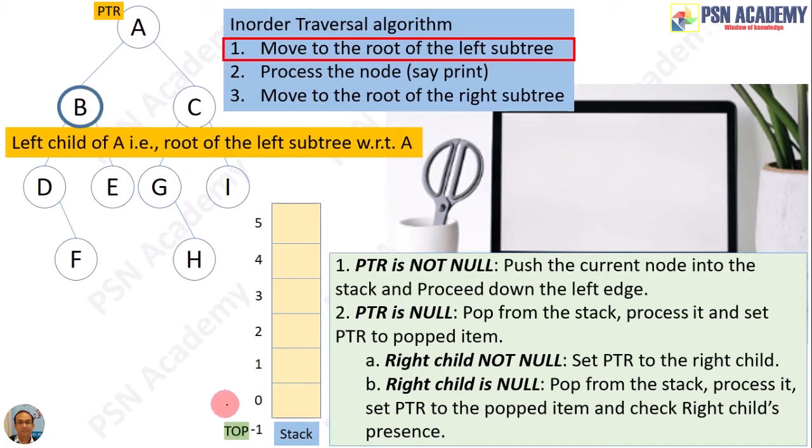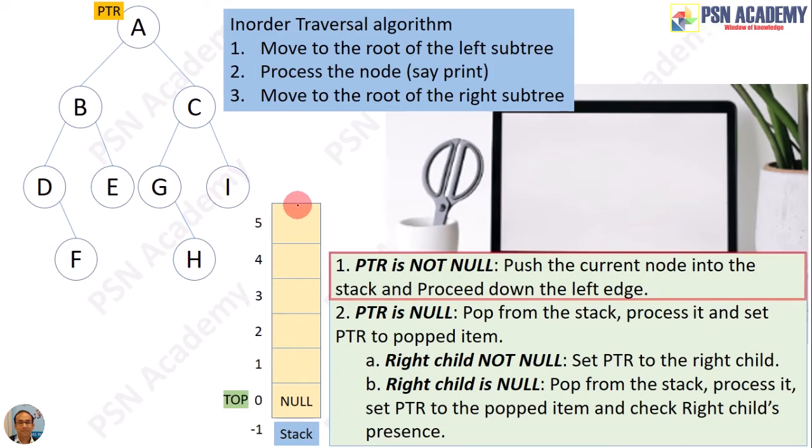So you set top to -1 first, and you increase top and push null at top 0. This will be acting as an indicator that when null pops out of the stack, you should know that your traversal is over, just like the pre-order traversal we have discussed in the previous video. Well, you see that PTR is not null. Then what should you do? You push the current node into the stack. So increase top and push A and proceed down the left edge so that PTR is now standing at B.